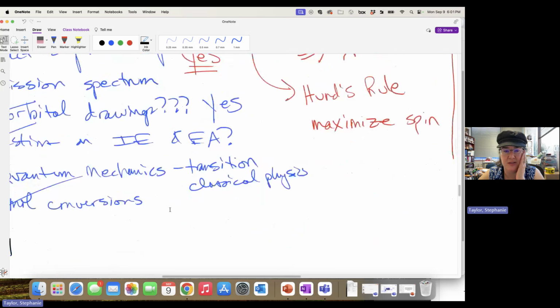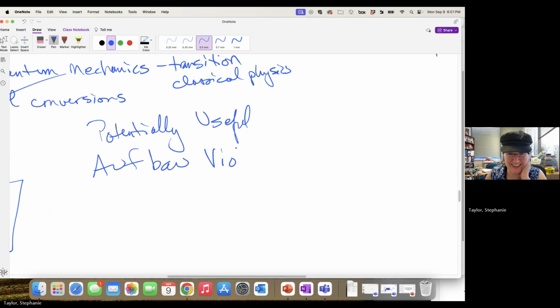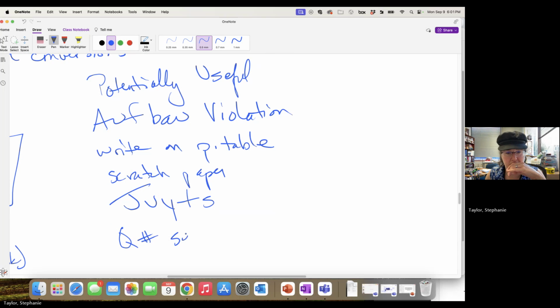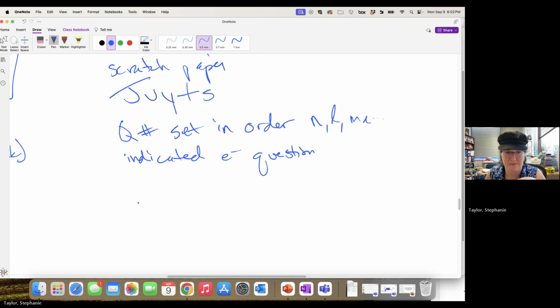Okay. Any new questions to add to our list? We were given a sheet called potentially useful information. Will we be allowed to have that paper during the exam? Can you go over the AFUBAO violation? Is it okay to mark up the periodic table provided? Should all work be done on the provided scratch paper? Should the quantum number set always be listed in that order, n, l, m_l, m_s? Can you explain the indicated electron question just a bit more? Can you go over line spectra? What do we need to know about it? Does the spin have to be plus or minus 1/2?